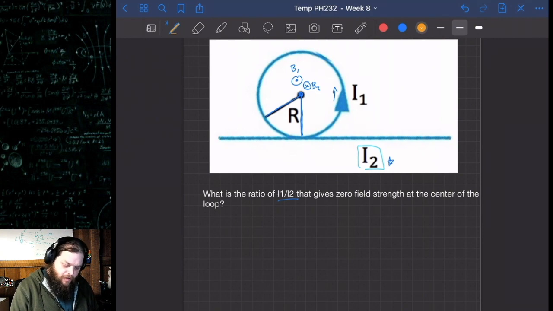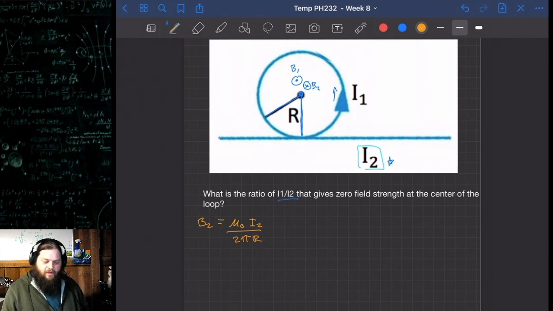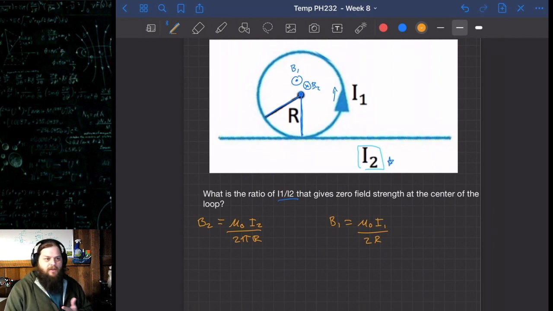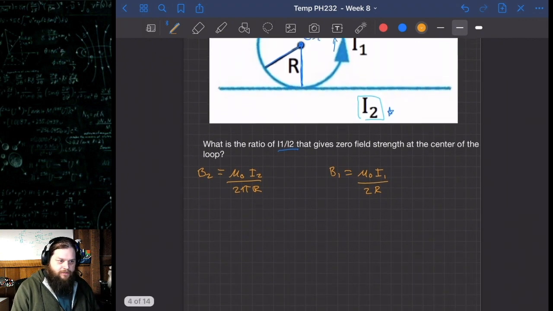So I'm going to start with B2, which is the wire. That's this magnetic field that we've been using: mu naught times I2, the current, divided by 2 pi r. B1 would equal mu naught I1 divided by just 2r. The only difference is one has the pi and one doesn't. And since the directions are opposite, we need the magnitudes to be equal. That's really the key part of that.